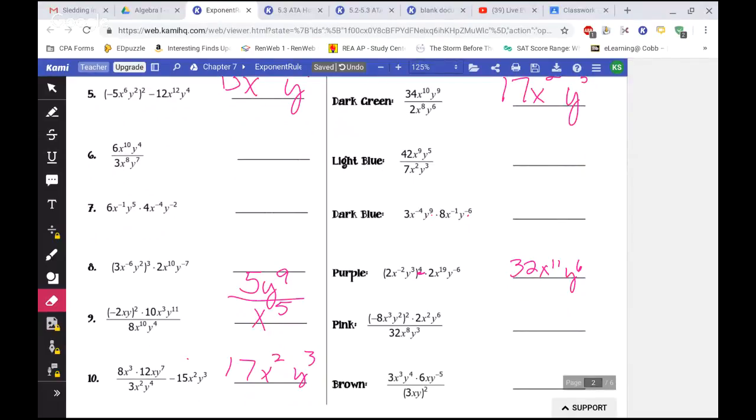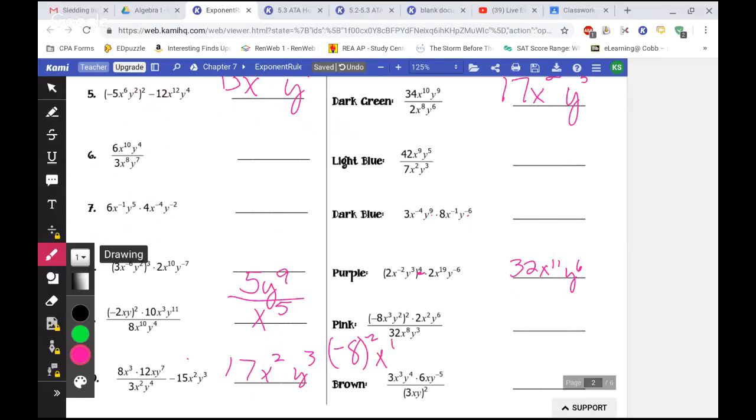Okay, I think the next one was pink. With pink, you're going to distribute everything, that 2 right here, to everything inside the parentheses. So that would give me negative 8 squared. And then 2 times 3 is 6. 2 times 2 is 4.